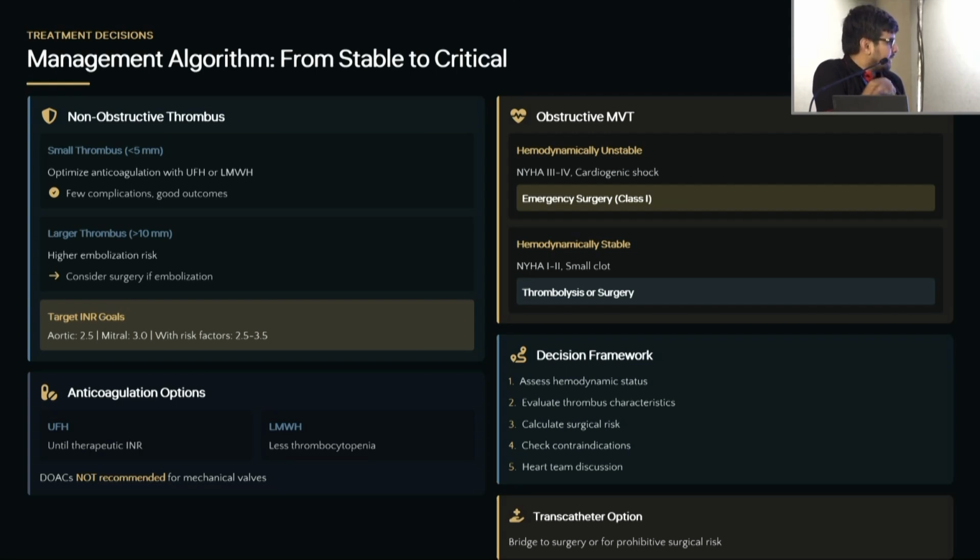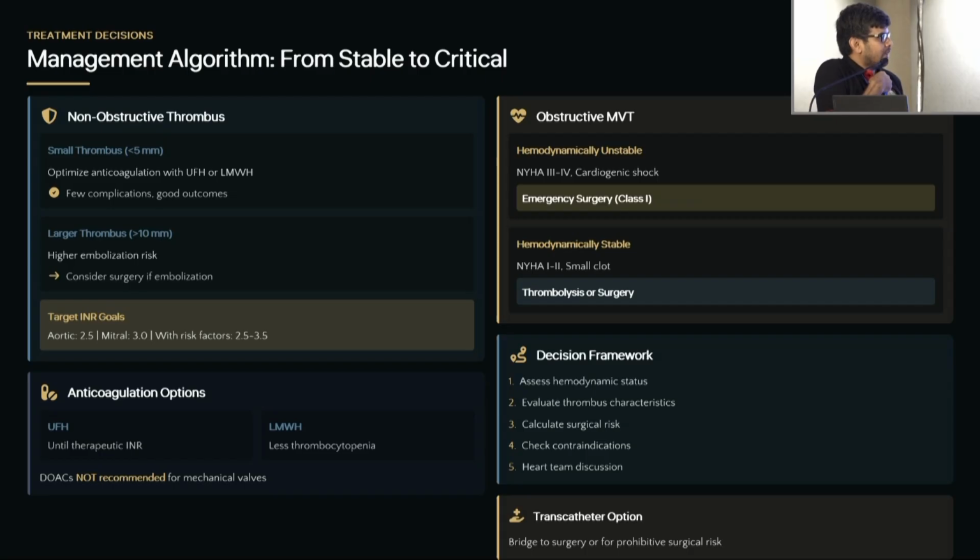And the anticoagulant of choice is unfractionated heparin until the INR is therapeutic, or LMWH, which is less thrombolytic. DOACs previously were not recommended, but they have now been considered in various trials for treatment.